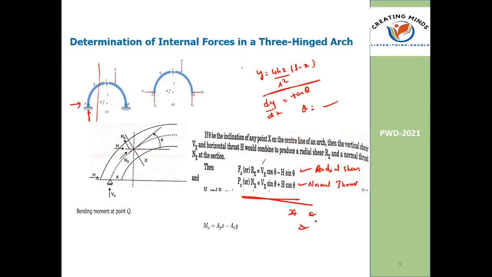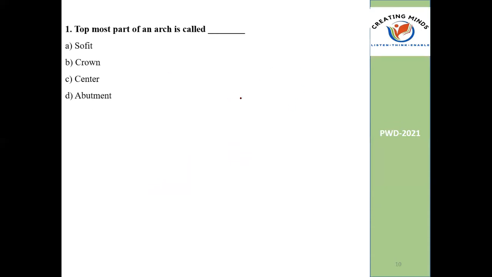Next, these are the concepts you have for your syllabus. Let me move on to the MCQ questions. We will go one by one. Yes, it's a very simple question. What is the topmost portion of the 3-hinged arch? Crown. Yes, crown, because there are two hinges and this part is the crown. It's very simple.